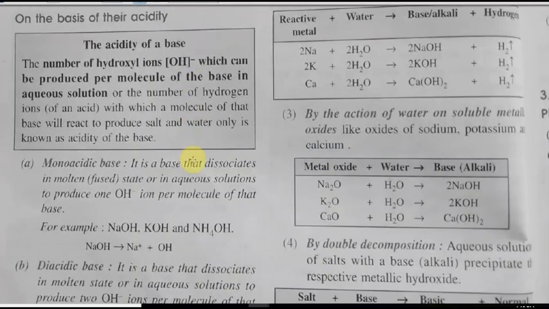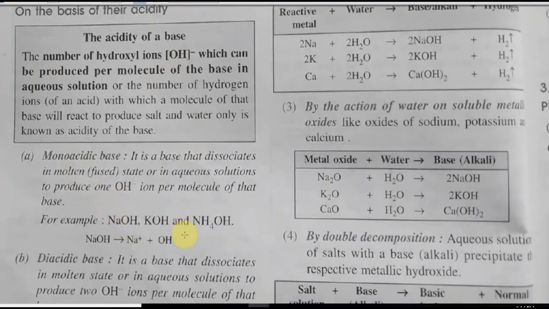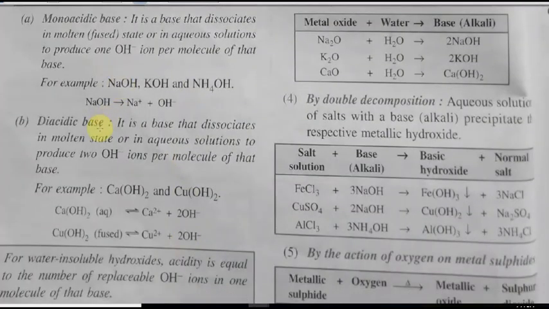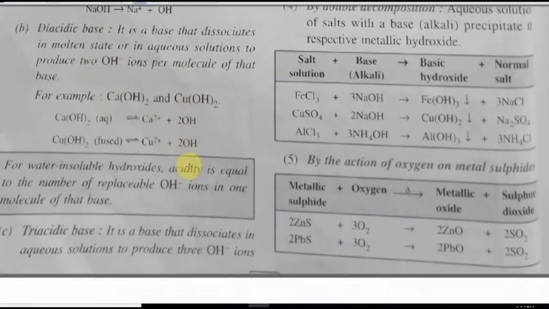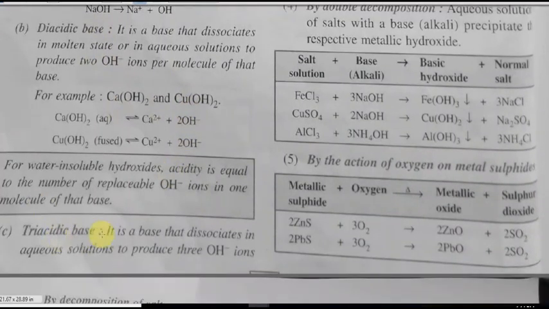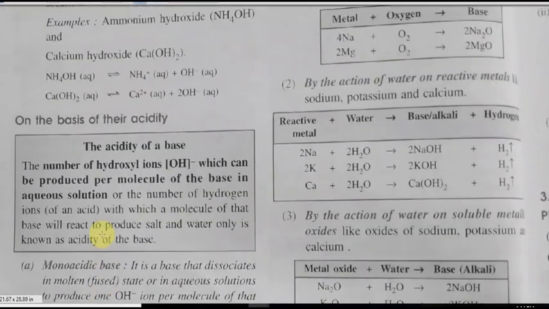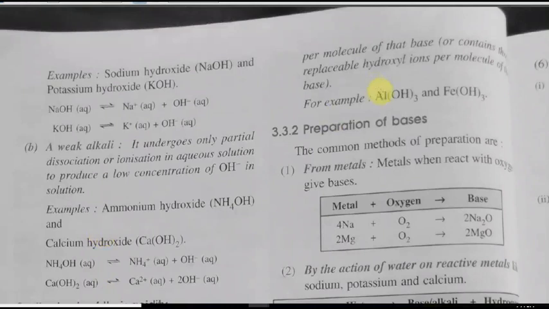The second criterion of their classification is based on the number of OH minus ions. A monoacidic base contains one OH minus ion. Examples of a monoacidic base are given. Similarly, a diacidic base contains two OH minus ions. An example of a diacidic base is here. And we can also see that there are triacidic bases. Triacidic base examples are aluminum hydroxide and ferric hydroxide. You can see the definition which is given here.